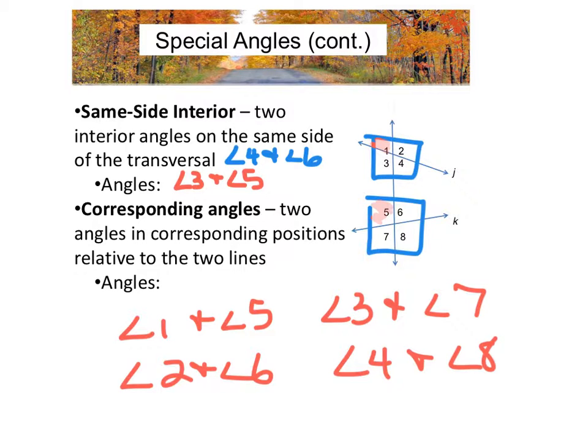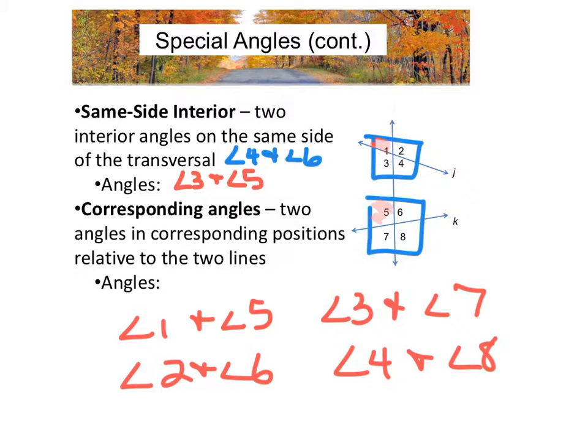Yes? Like 1 and 7 wouldn't be corresponding angles, right? No, because they're not both in the same spot. They're not up in that upper quadrant. Oh, it has to be with their coplanar lines, like on the same spot of each of the four? Yes.